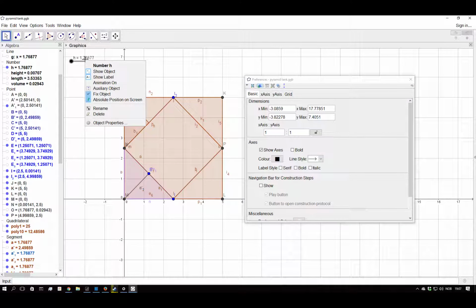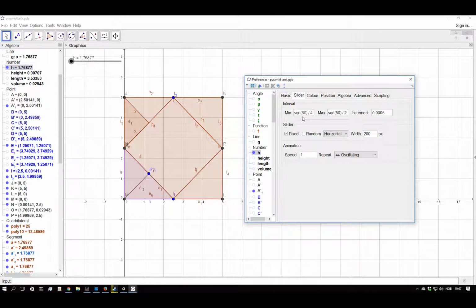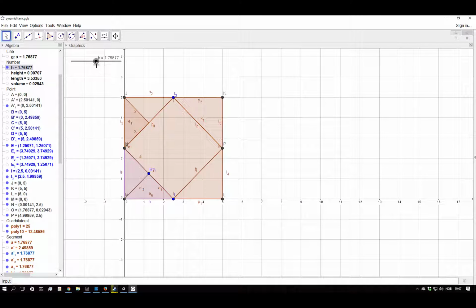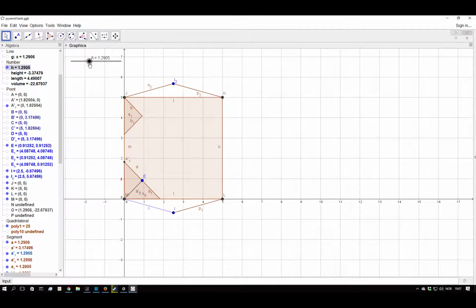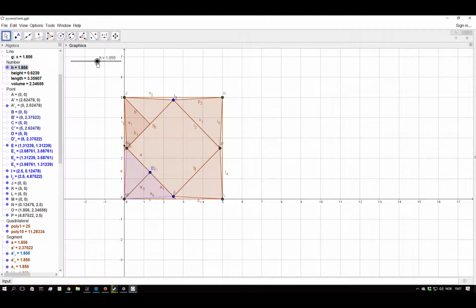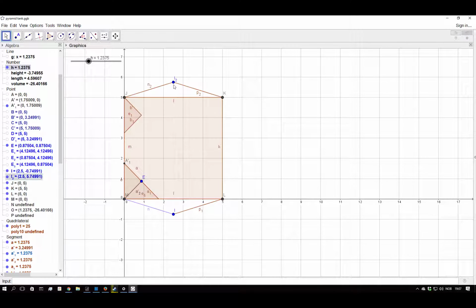If I reduce this minimum here, in object properties, let me just say the minimum is 0, I can then reduce it, and you can see it breaks its form because the angle here is so wide that it pushes the middle square outside of the boundaries. You can see here that now they're outside.